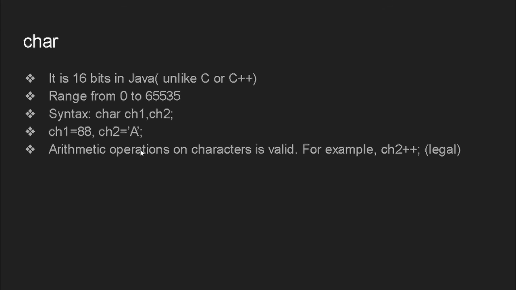Now even arithmetic operation on characters is valid. Like I can write ch1 plus ch2, or I can write ch2 plus plus. For example, here ch2 is there, and the variable is assigned a value. If I increment it, and after this I put system.out.println, it is going to print out B. It is perfectly legal, and it is also encouraged.